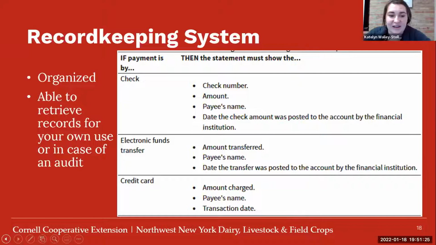And then someone had a follow-up question to that. What if you pay bills with cash? How would you track that? Again, on that receipt, noting that you paid it with cash and the date that you paid it is a really good way to make that note.